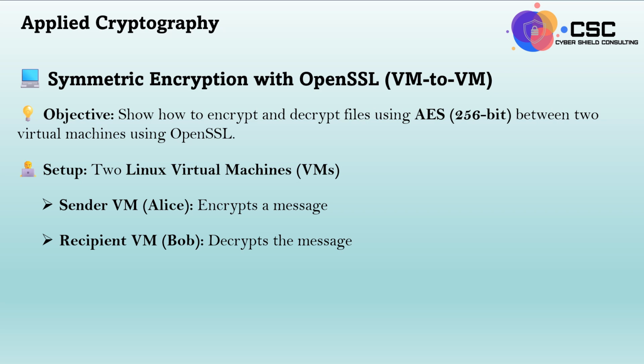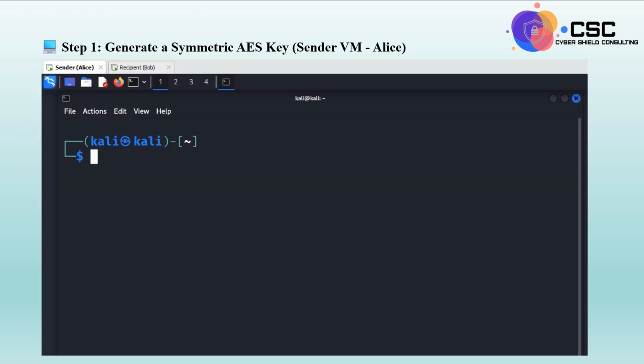Now let's move on to the practical setup and start implementing symmetric encryption between our two virtual machines, Alice and Bob. Let's start with the first step, generate the symmetric AES key. I'll be using the sender VM, Alice's VM. Now that both virtual machines are set up with OpenSSL, let's begin by generating the symmetric encryption key. Symmetric encryption relies on the same key for both encryption and decryption. So we need to create a secure 256-bit Advanced Encryption Standard key on the sender VM, Alice.